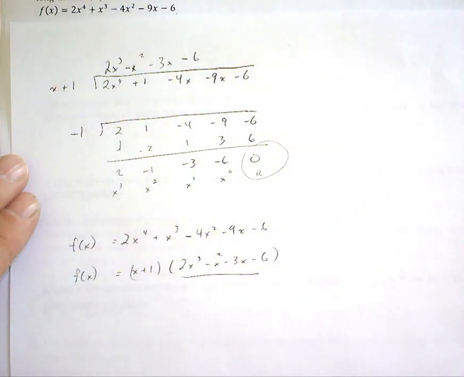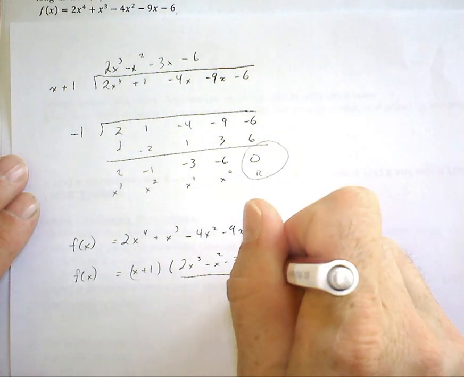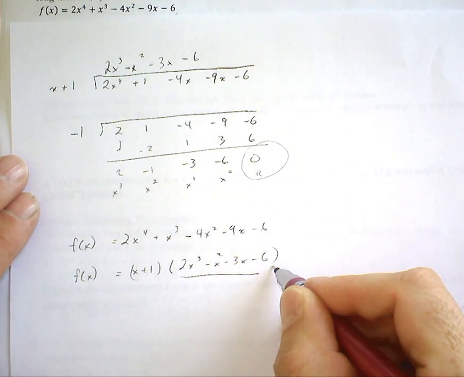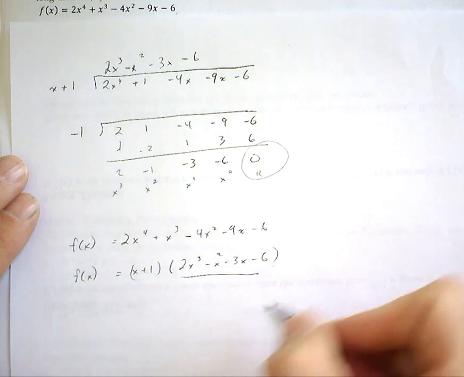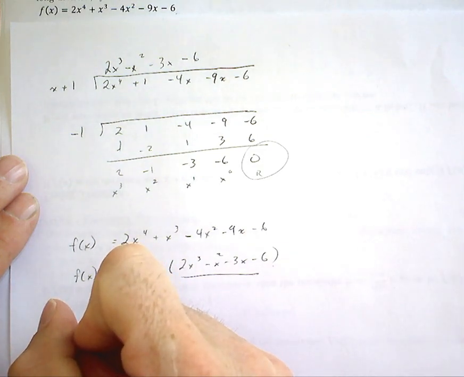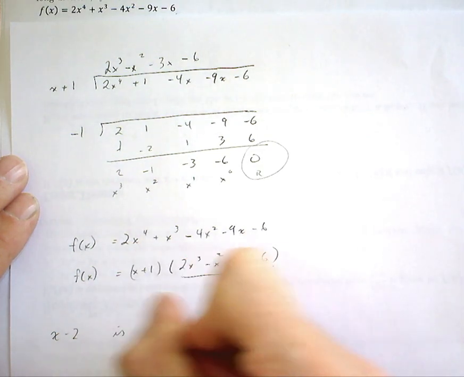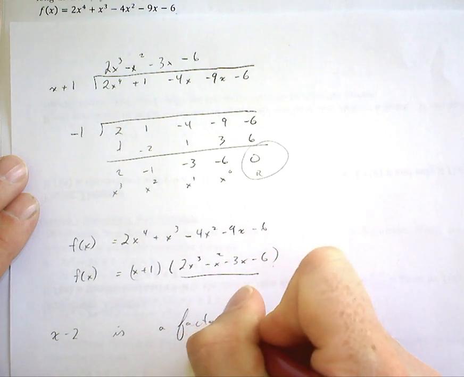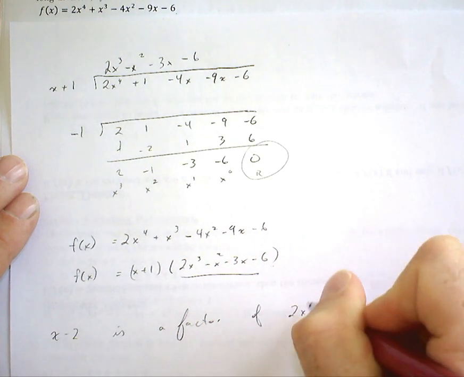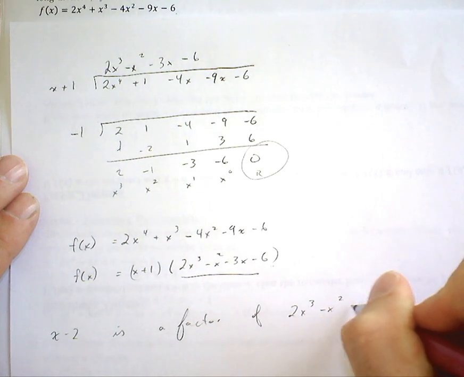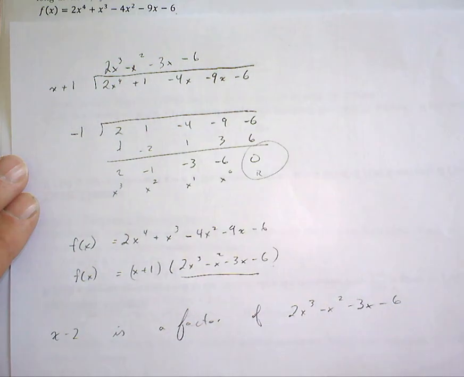All right, I hope that you're coming back to join me. You've completed the same process for this polynomial. You're trying to find one factor of that. I'm hoping you have concluded that x minus 2 is a factor of 2x cubed minus x squared minus 3x minus 6.